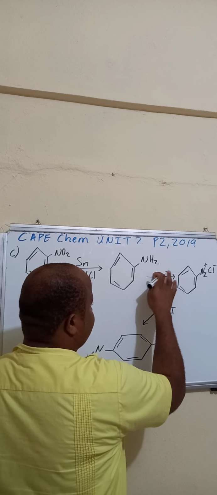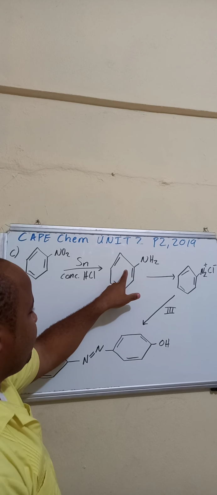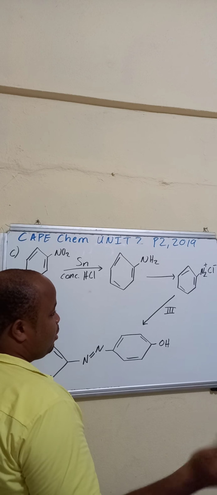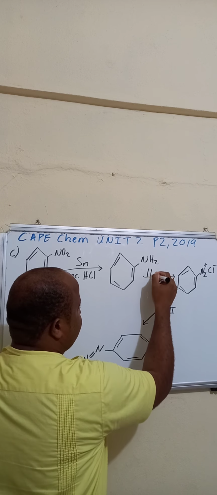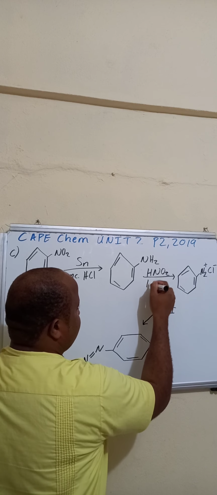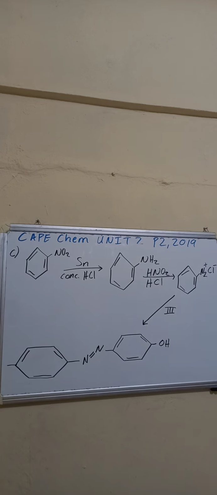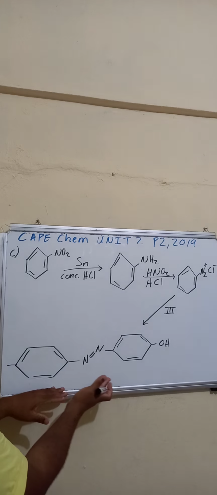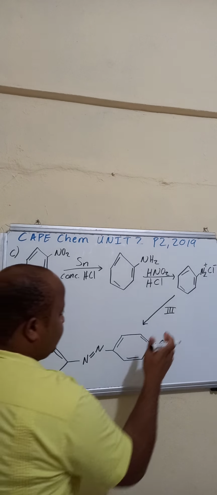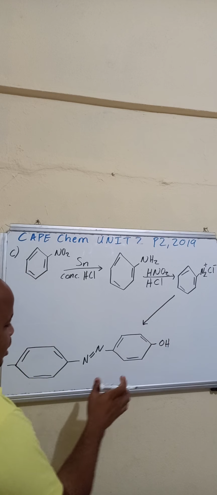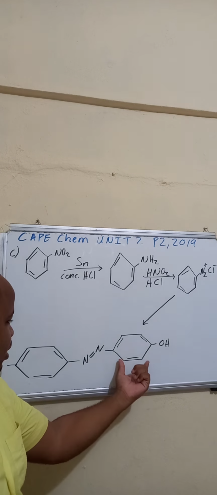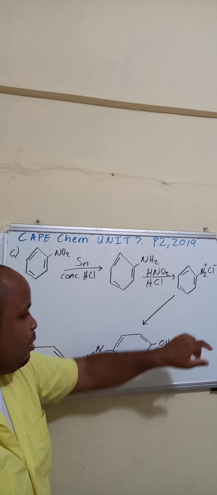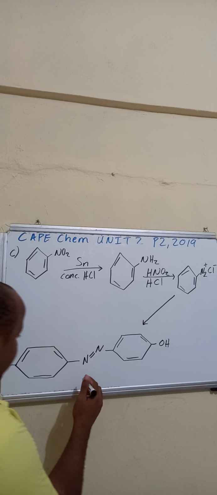Then for part 2, we are converting the phenylamine to a diazonium salt. And so for that reaction, we need nitrous acid and hydrochloric acid. And then we are converting the diazonium salt to a dye. And so, to get the dye, as you can see, over here we have phenol, right? So we reacted the salt formed here with phenol to get our azo dye.